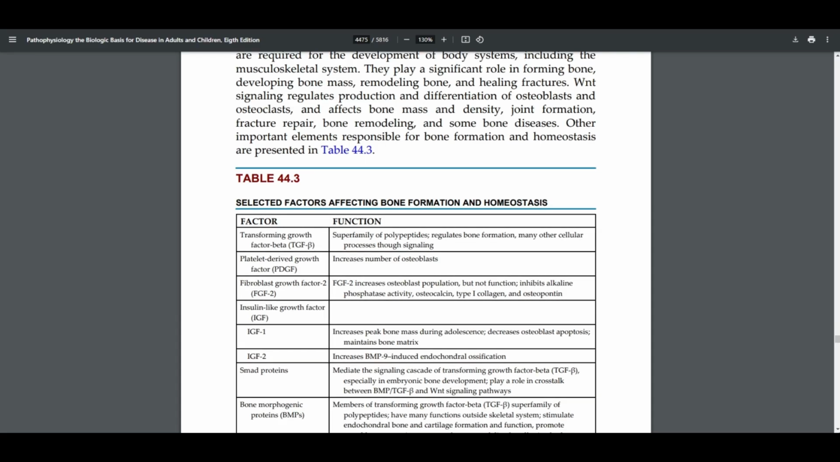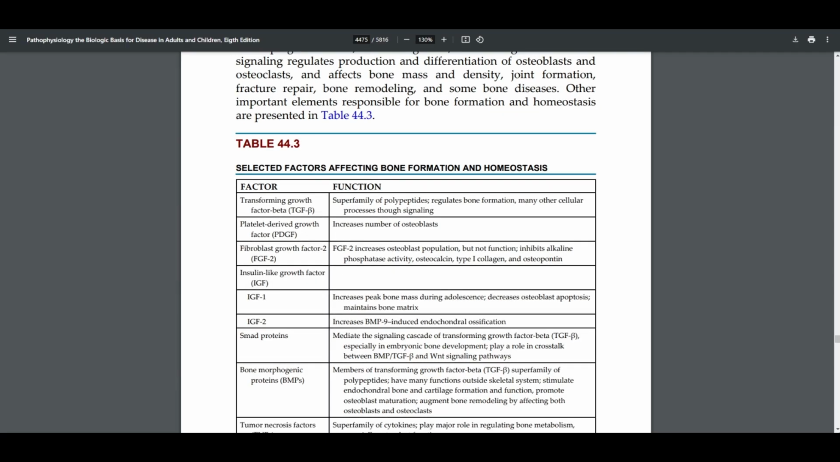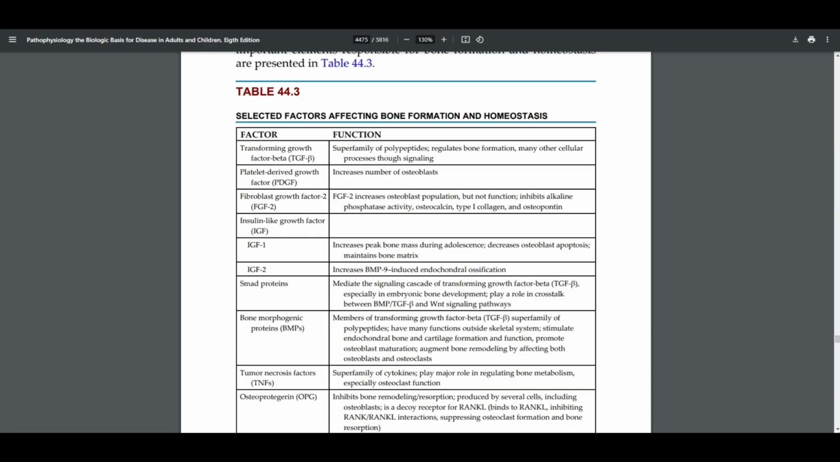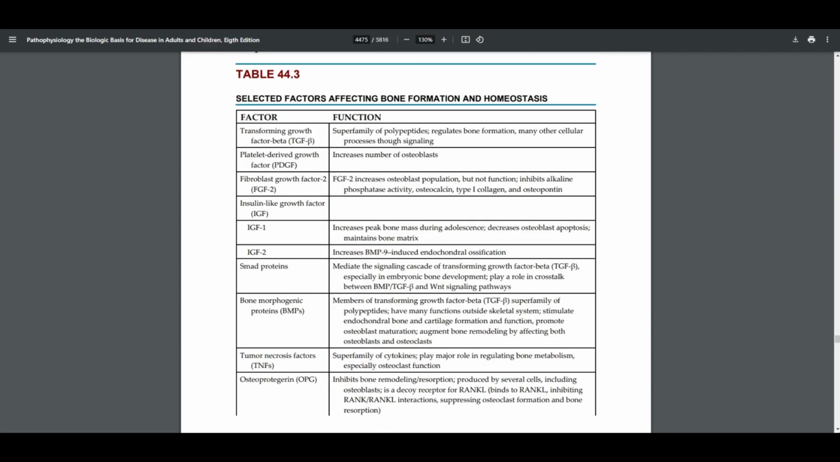Other important elements responsible for bone formation and homeostasis are presented here in Table 44.3. Again, really important. Make sure you hit pause. Write them down, make flashcards, any way that helps you remember these things. Selected factors affecting bone formation and homeostasis.